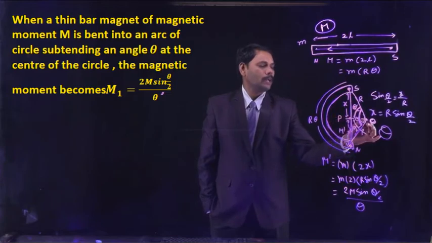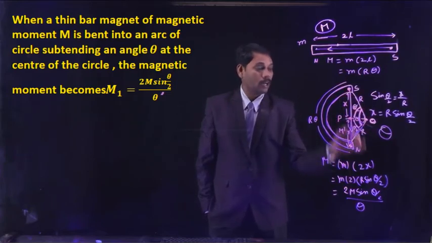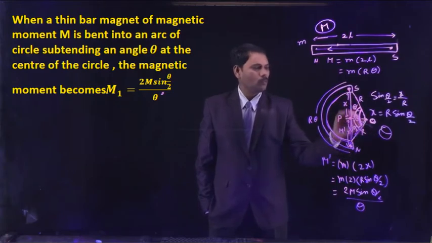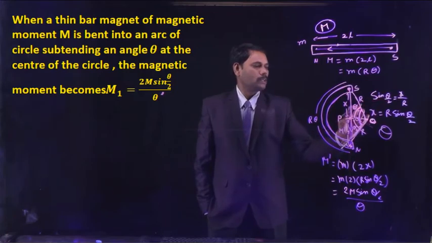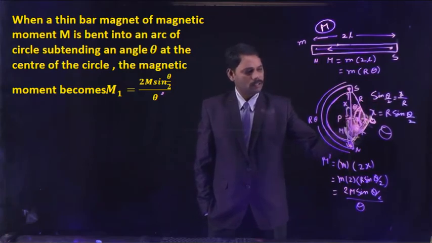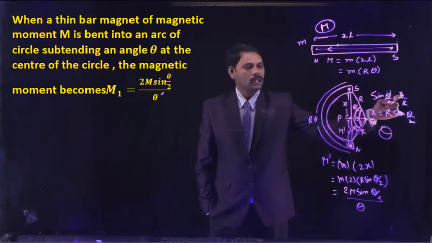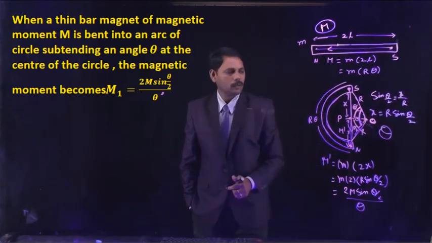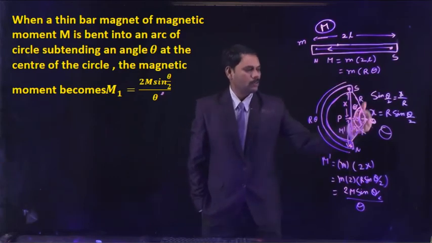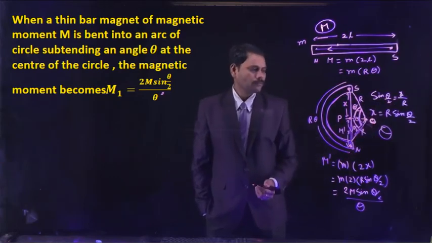We have a right angle triangle OPS as well as another right angle triangle OPN. In the right angle triangle OPS, take sin theta by 2. This angle is theta by 2. Sin theta by 2 is x by r. Then x is equal to r sin theta by 2.